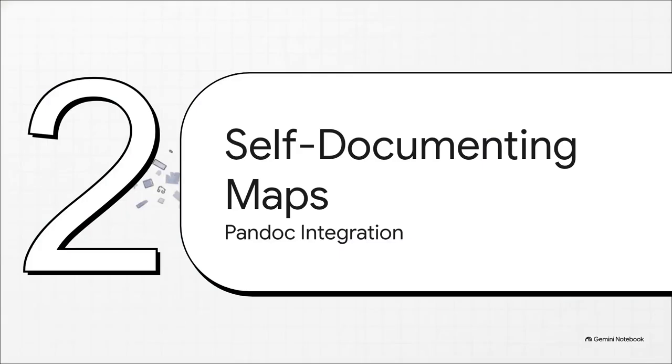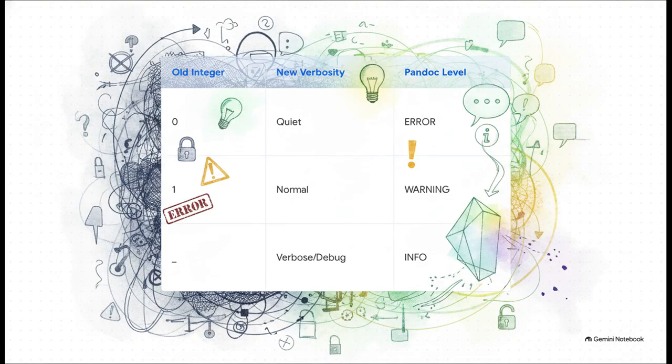Let's look at Section 4, self-documenting mapping. Check out the incredible contrast in readability here. On the left, we have the old integer inputs. We've got a 0 mapping to an error, a 1 mapping to a warning, and this wildcard underscore catching everything else for info. It's kind of cryptic, right? Now look at the new Verbosity inputs on the right. This is the beauty of the refactor. Quiet maps to error. Normal maps to warning. Verbose and Debug map to info. Instead of vaguely mapping abstract numbers, the mapping is entirely explicit and self-documenting.